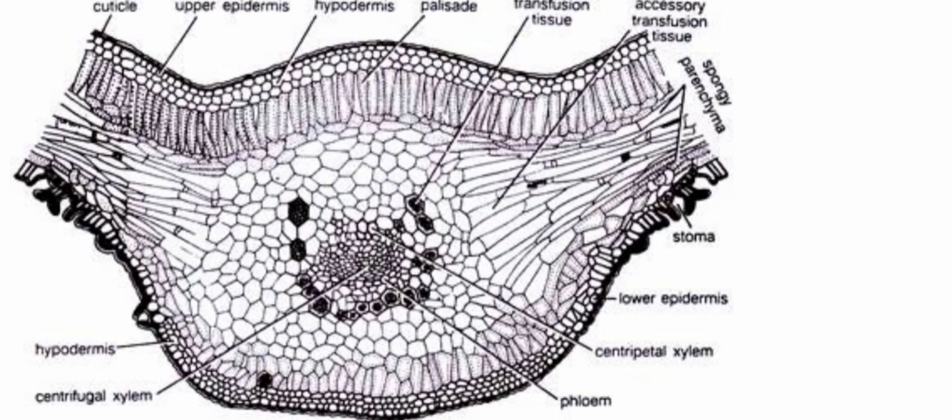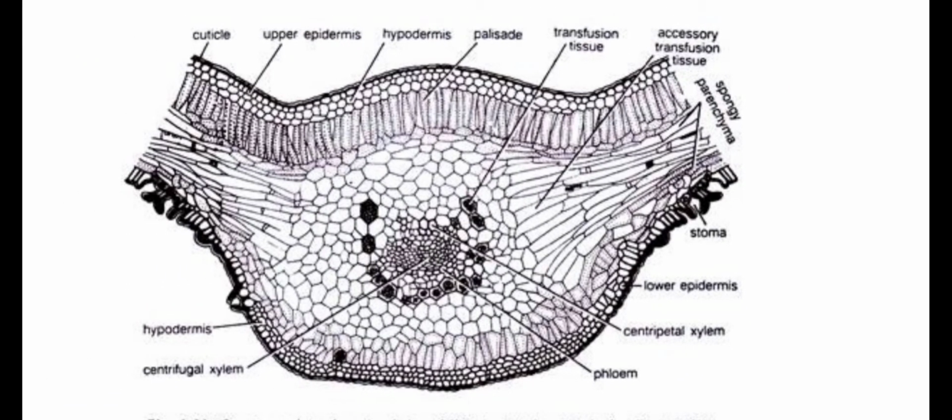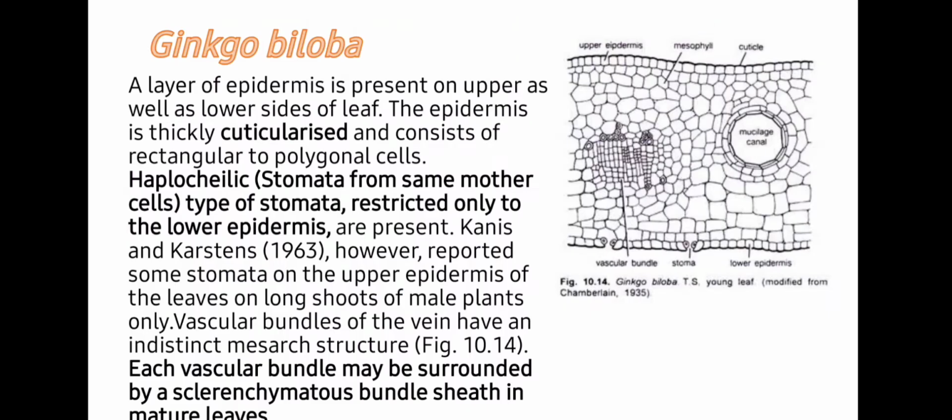Mesophyll is differentiated into spongy and palisade parenchyma, and below the epidermis you will find a thick layered hypodermis. Stomata are restricted to the lower surface and they are of sunken type. Next is leaf anatomy in Ginkgo.